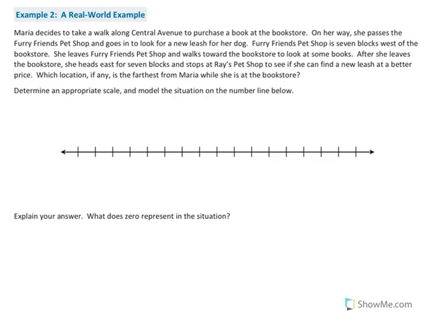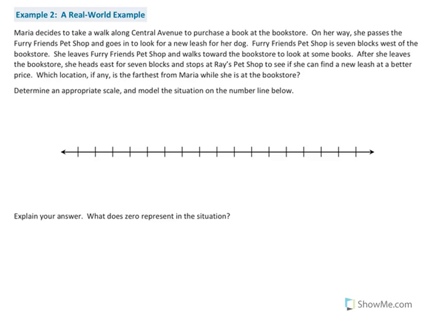Maria decides to take a walk along Central Avenue to purchase a book at the bookstore. On her way, she passes the Furry Friends pet shop and goes in to look for a new leash for her dog. Furry Friends pet shop is 7 blocks west of the bookstore. She leaves Furry Friends pet shop and walks toward the bookstore to look at some books. After she leaves the bookstore, she heads east for 7 blocks and stops at Ray's pet shop to see if she can find a new leash at a better price.